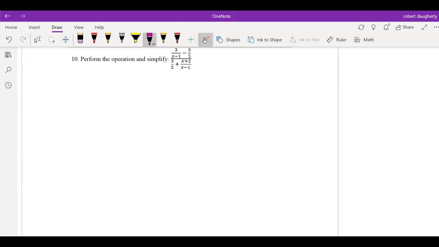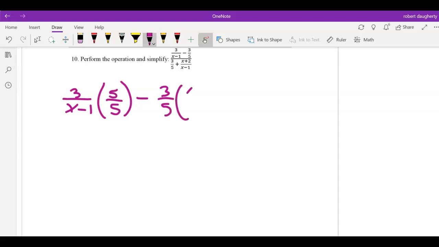Another problem with complex fractions. So you need to perform the operation in the numerator, perform the operation in the denominator, and see how things simplify. So my common denominator is going to be in the numerator of this 5 times x minus 1, and it's also going to be 5 times x minus 1 in the denominator. So what I see here, I'm going to have 3 over x minus 1. That's going to need to be multiplied by 5 over 5. Minus 3/5. That will need to be multiplied by x minus 1 over x minus 1. That's going to give me the common denominator of 5 times x minus 1.